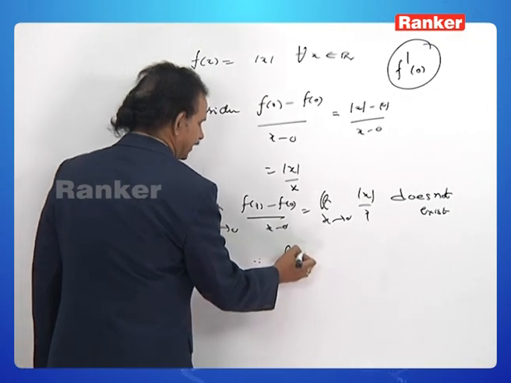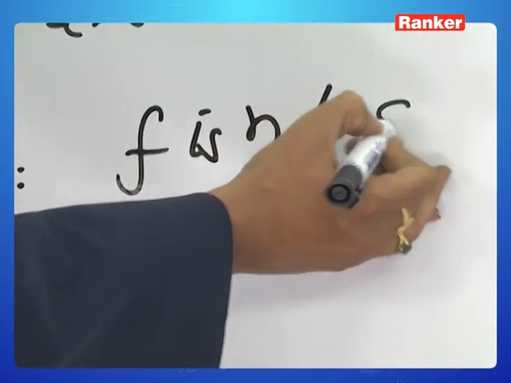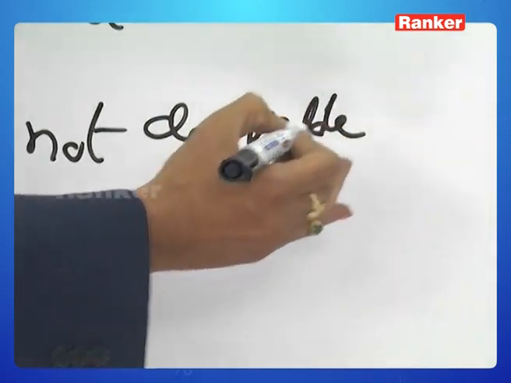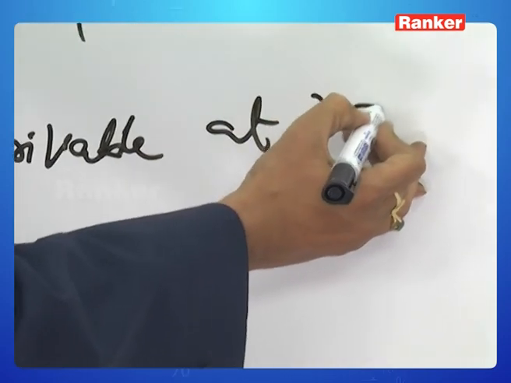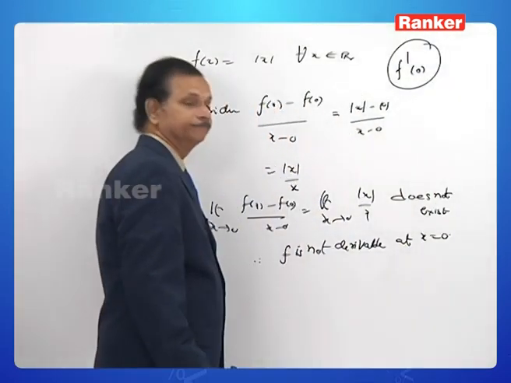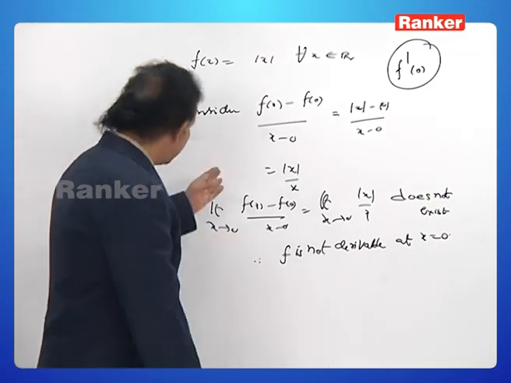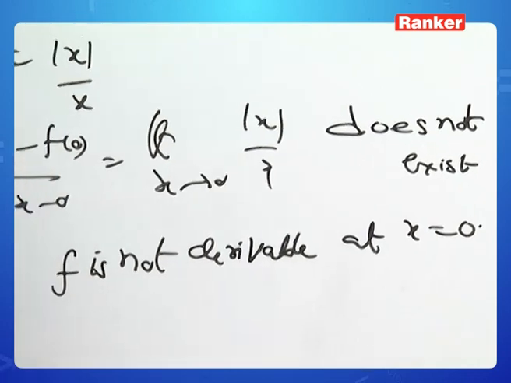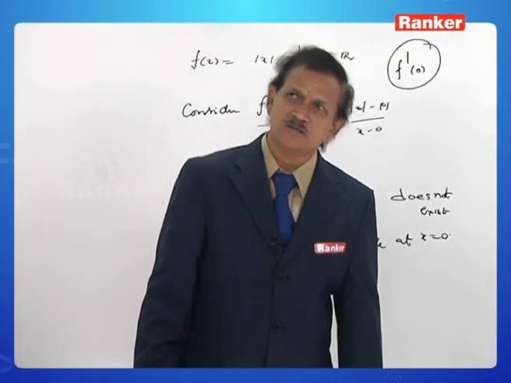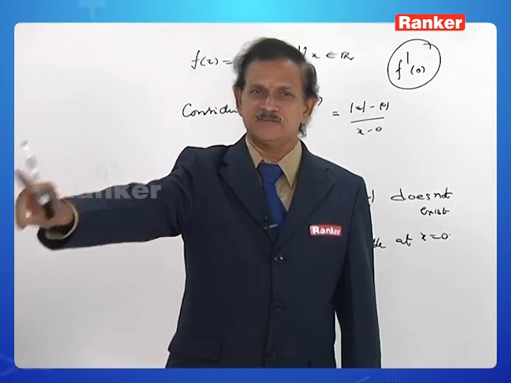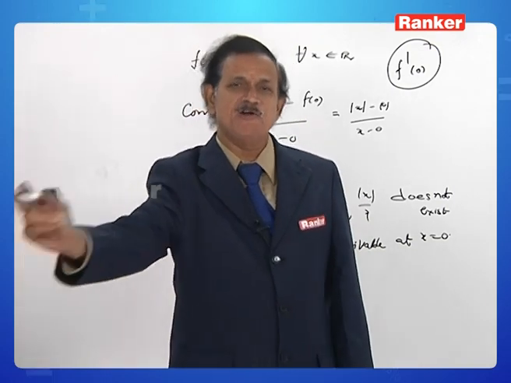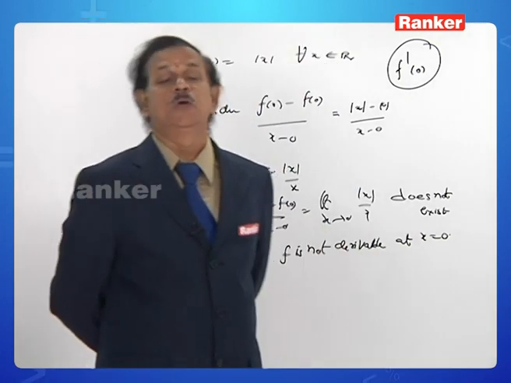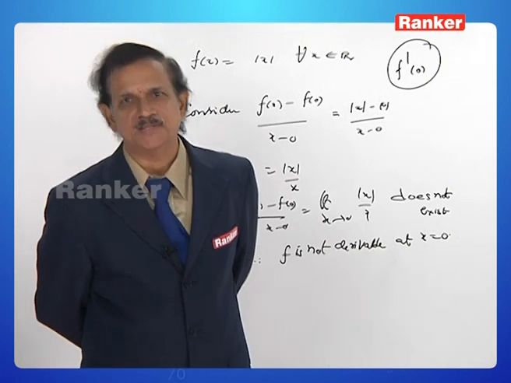Therefore, f is not derivable at x = 0. That is a beautiful example to say that the converse of the previous result is not true. What is the previous result? If f is derivable, then it is continuous. But if f is continuous, it need not imply f is derivable. So continuity need not imply derivability, whereas derivability implies continuity.